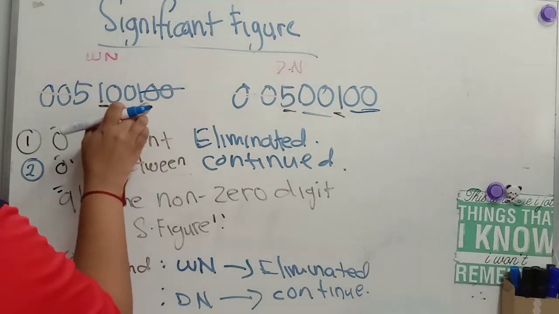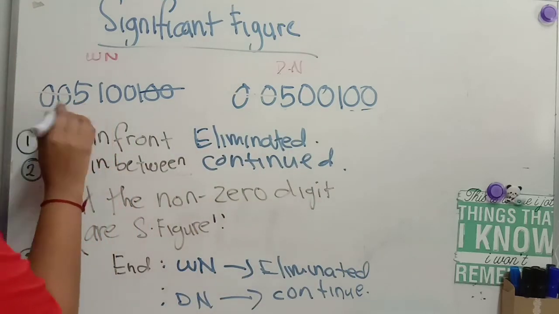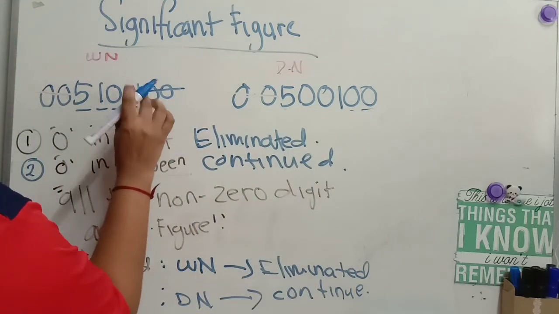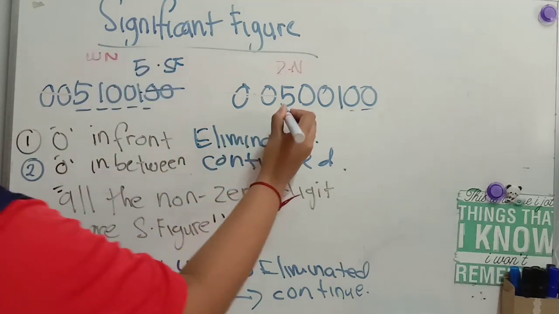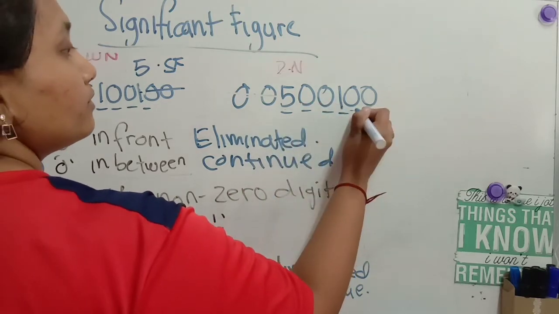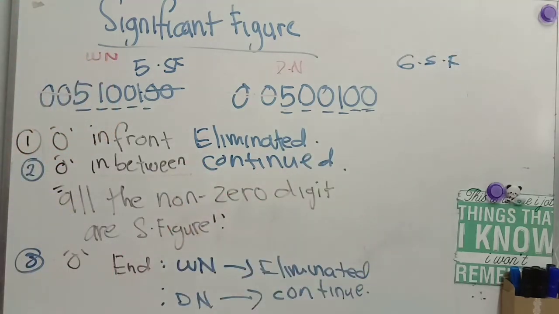And now I'm going to calculate the significant figures for both numbers. So I cut in front and count 1, 2, 3, 4, 5. So this has 5 significant figures, and this one, 1, 2, 3, 4, 5, 6, has 6 significant figures. So they have different significant figures even though they look alike, but because this is a whole number and that is a decimal number, they differ because of the zeros at the end of the number. So this rule makes the significant figures differ.